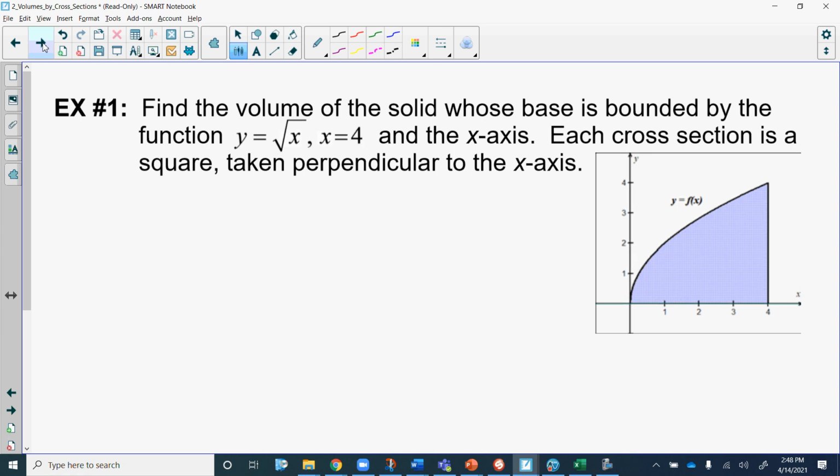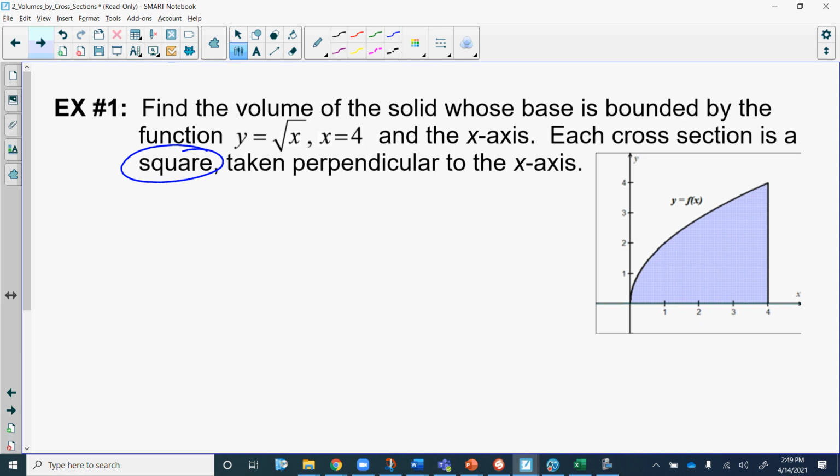In this example, find the volume of a solid whose base is bounded by the function y is equal to the square root of x, the line x equals 4, and the x-axis. So we have our curve for the square root of x. We have a vertical line at 4, and of course y is equal to 0 for the x-axis. Each cross-section is a square. Okay, so the fact that they're telling us it's a square lets us know what formula we're using.